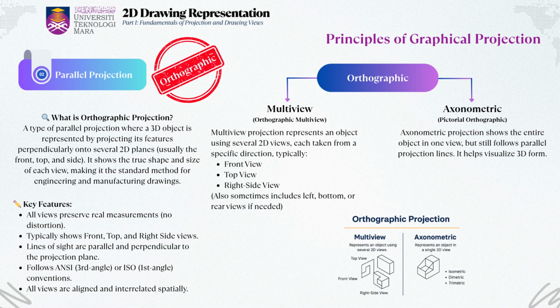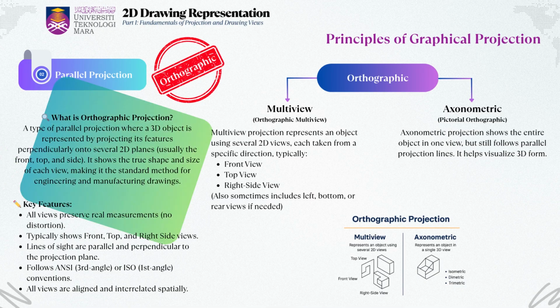Orthographic projection works by projecting a 3D object onto several 2D planes, typically the front, top, and right side views. Each view is like looking straight at one face of the object. This allows designers, engineers, and manufacturers to understand the full shape and structure of a product with accuracy. Let's break this down further into two types of orthographic views, multiview and axonometric.